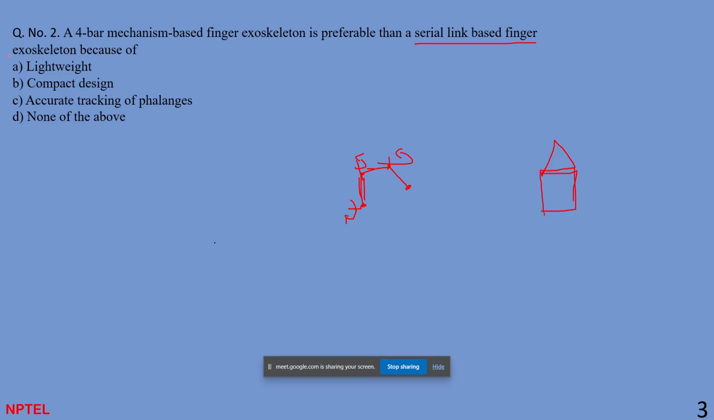So what will be your options? Lightweight, compact design, accurate tracking. So lightweight, I don't think so, because a four-bar mechanism has more links, right, compared to a serial link based manipulator. So it actually has more weight, it has a disadvantage. Option A is wrong. Compact design, no, I don't think so, because it's a very complex design, right? You can see that. Or is it C or is it D?